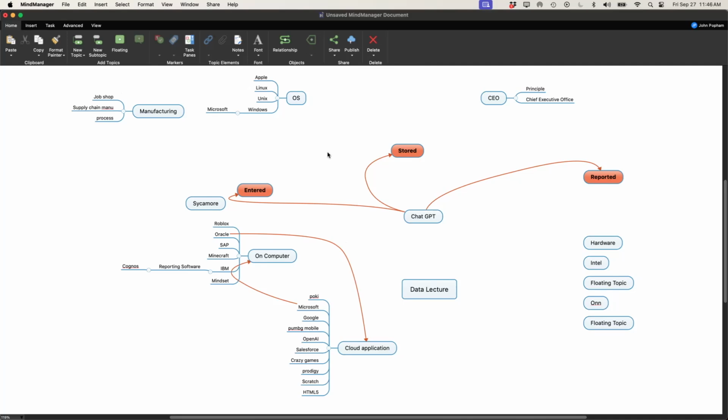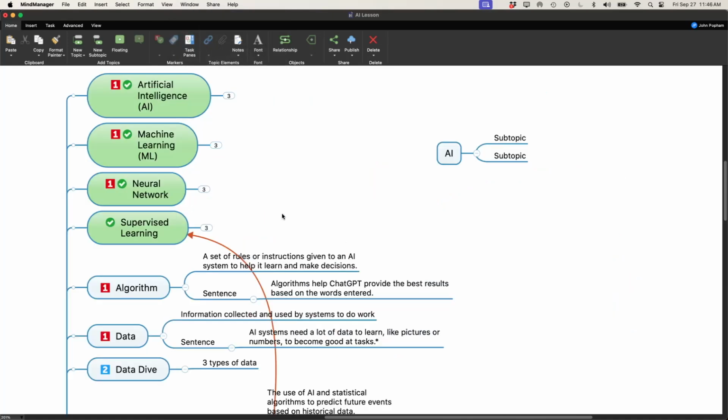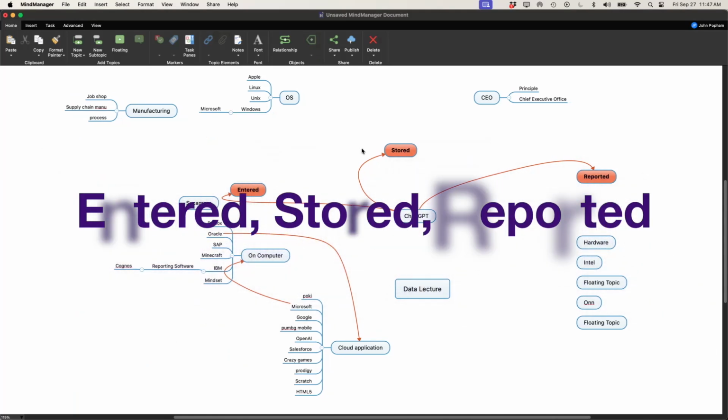So, when we go to the larger document, let me go to here, and we look at the AI lesson here, right? We learned artificial intelligence, the definition, we've learned machine learning, we've learned neural network, we've learned supervised learning. The next words we're gonna learn are algorithm and data, and I'm gonna do a data dive. This is the data dive, what I'm doing right here. All right, so get that out of the way. Data does one of three things. It gets entered, it gets stored, or it gets reported upon.